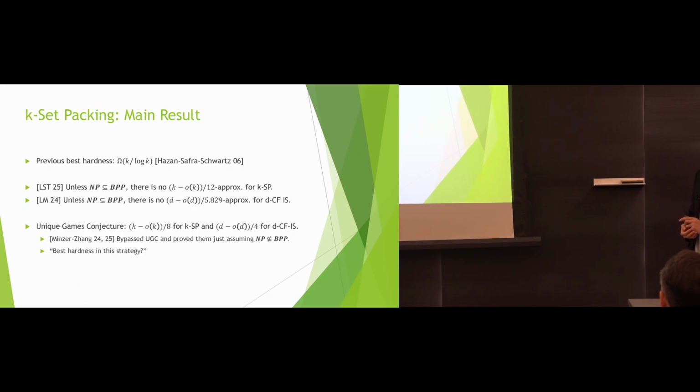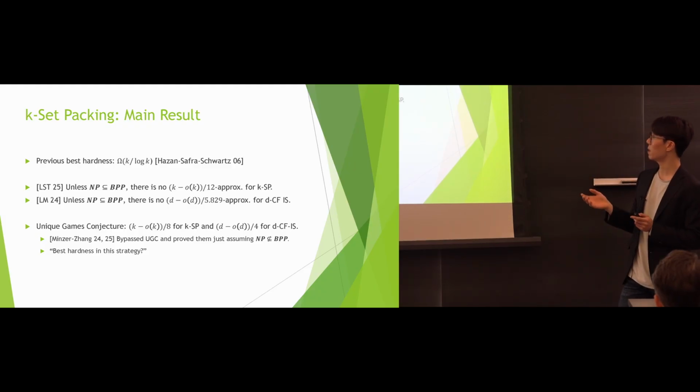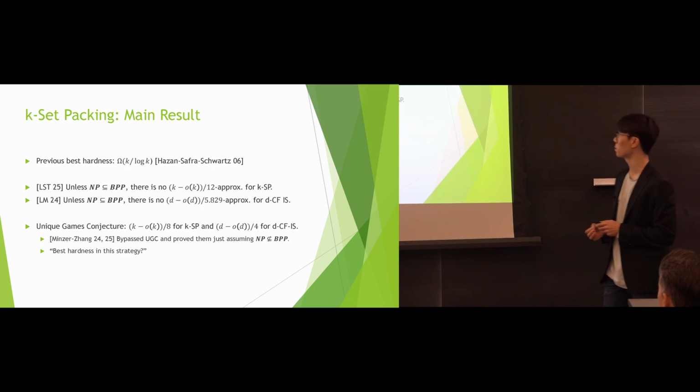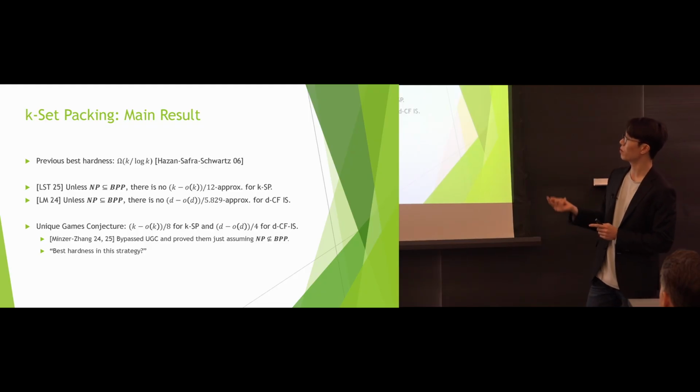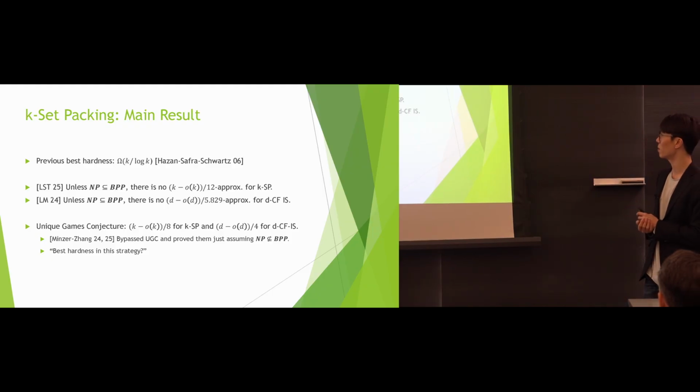The previous hardness was of order k over log k. This one is by Hazan, Safra, and Schwartz. And our result is an asymptotically optimal hardness for these problems. First, we proved that there's no k-over-something approximation for k-set packing, or k-dimensional matching. And then, in the actual first paper with Manurangsi, we proved that for d-claw-free independent set, the ratio can be slightly higher, so it's going to be d over some 5.8. That's what we wrote in the paper.